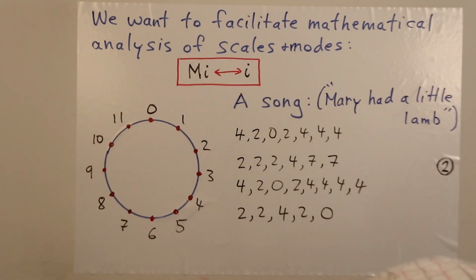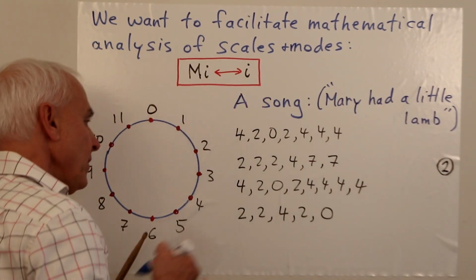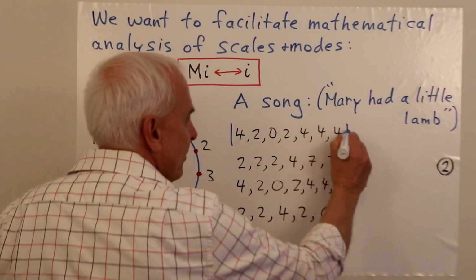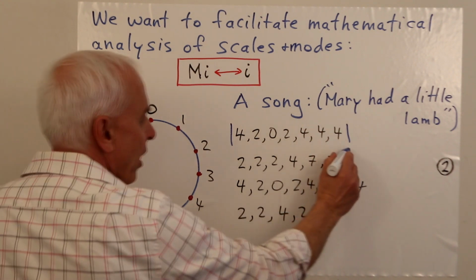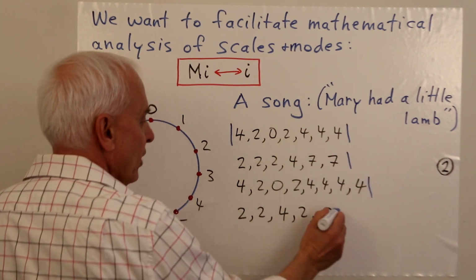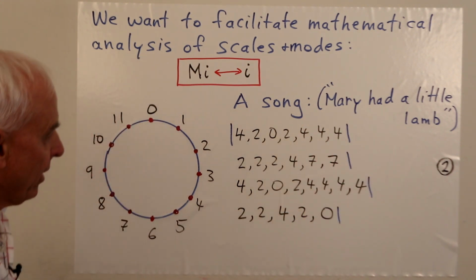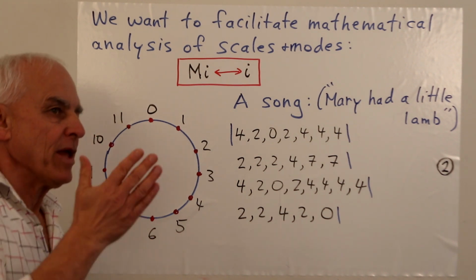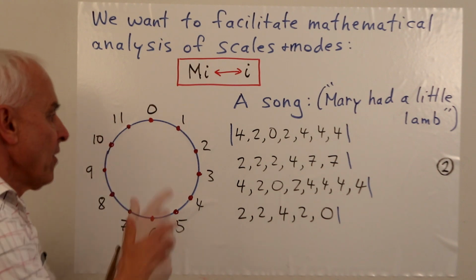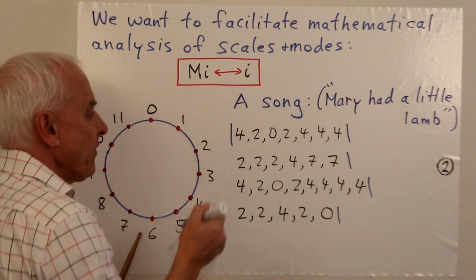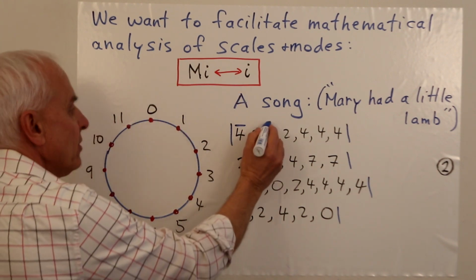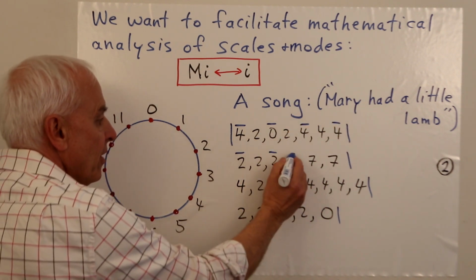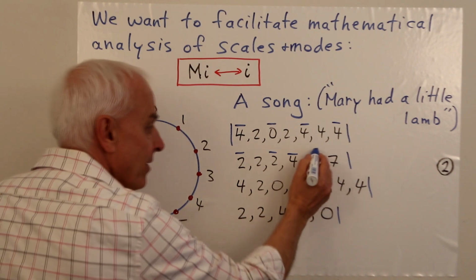So maybe to organize this, there's a kind of natural time signature. We could make bars, okay, sort of representing units of the song, okay? And I suppose we could even indicate where the beat goes, like 4, 2, 0, 2. So if I'm sort of tapping my foot, 4, 2, 0, 2, 4, 4, 4, 2, 2, 2, 4, 7, 7.